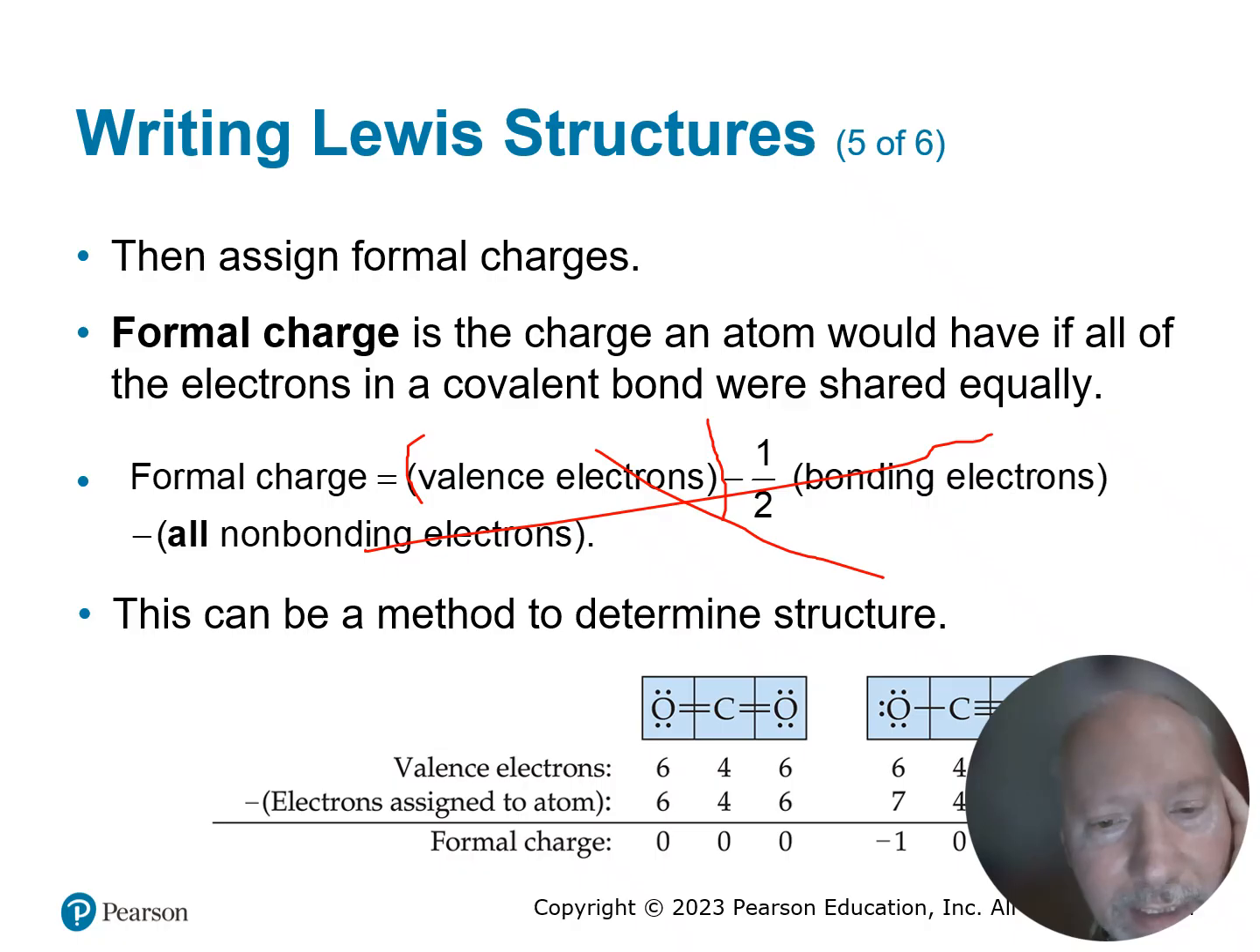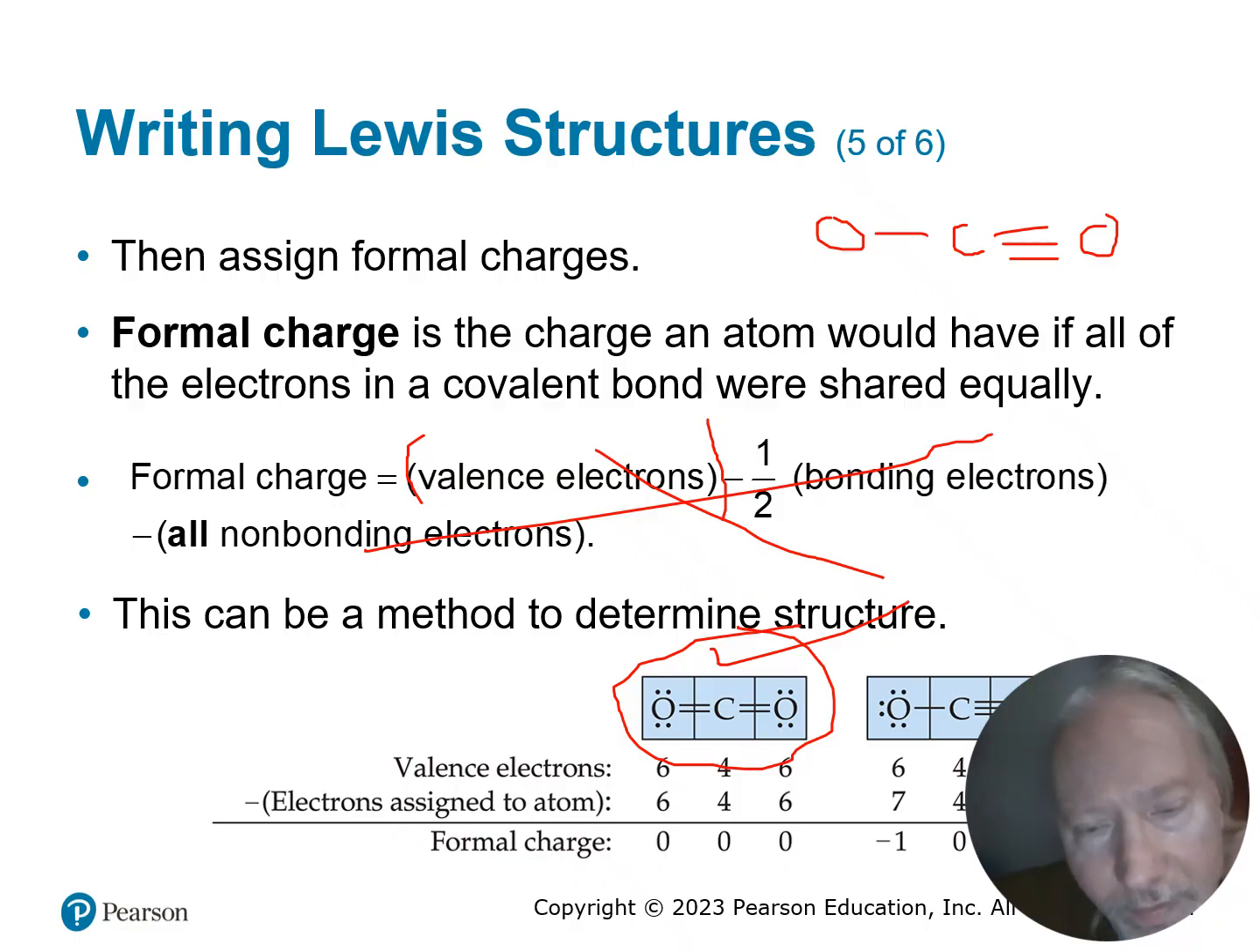For any bonding electrons, if it's 2 electrons in a bond, you need to take half of it and assign 1 electron. But let's take this example with oxygen and carbon, carbon dioxide, and find out what the charge is on each atom. To do that, we need to first figure out the valence electrons, and then we need to subtract.